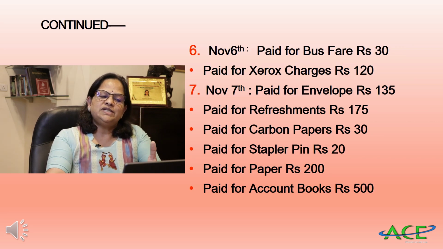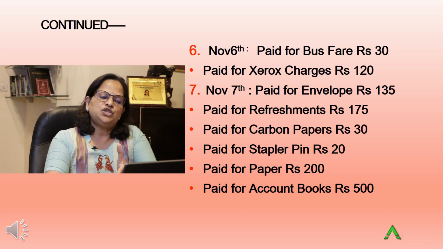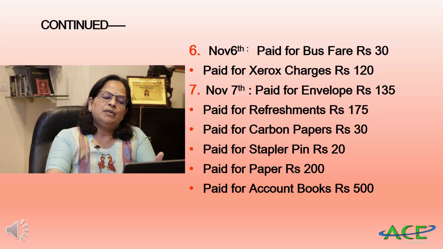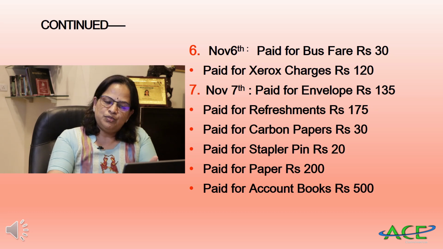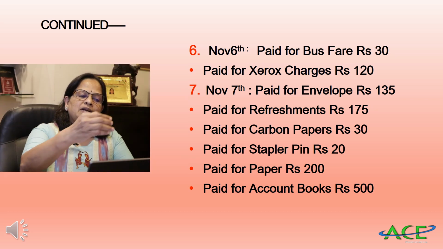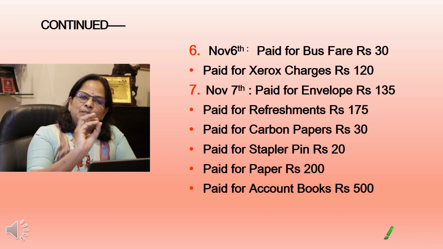Next is November 6th, paid for bus fare rupees 30. Paid for Xerox charges rupees 120. November 7th, paid for envelope rupees 135. Paid for refreshments 175. Paid for carbon papers rupees 30. Paid for stapler pin rupees 20. Paid for paper rupees 200. Paid for account books rupees 500.